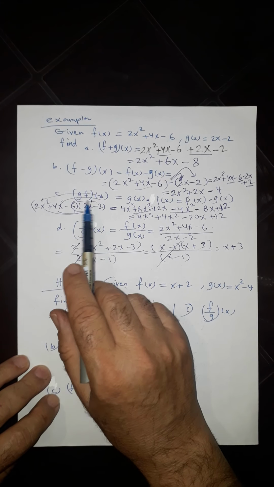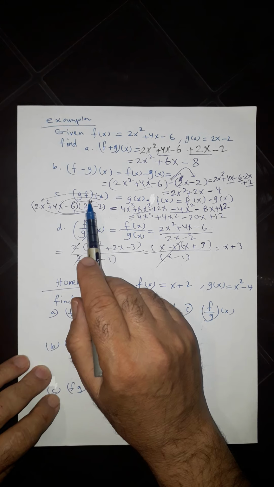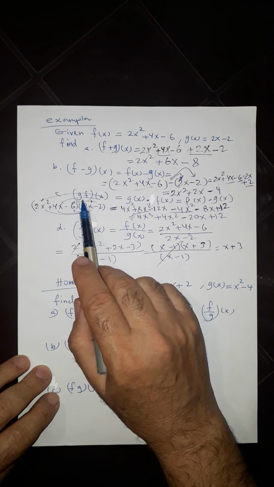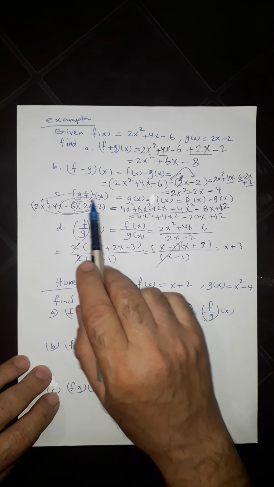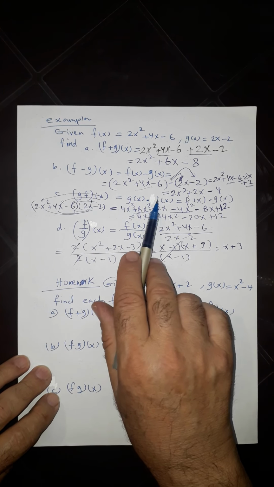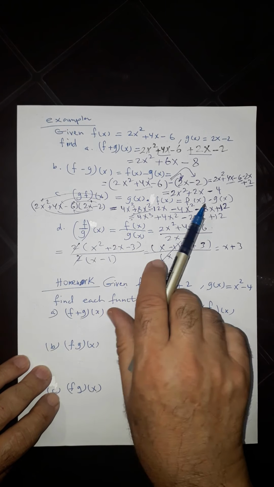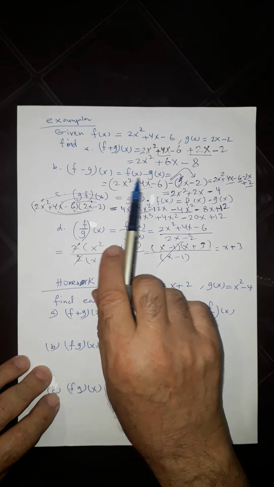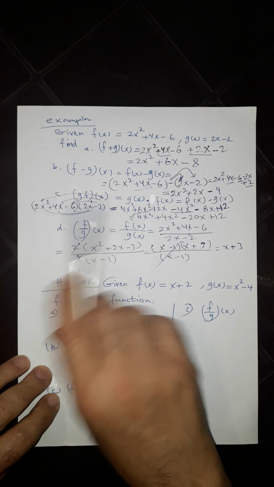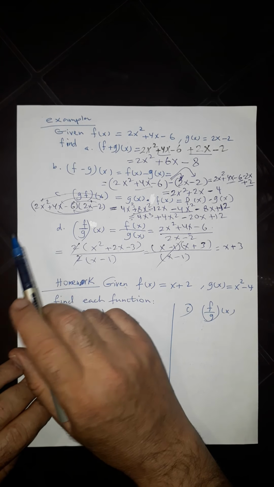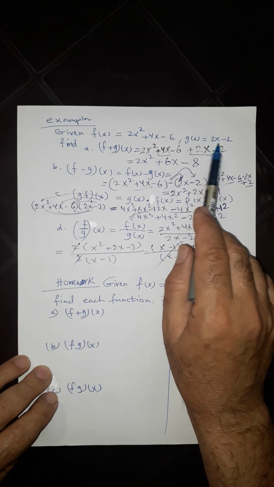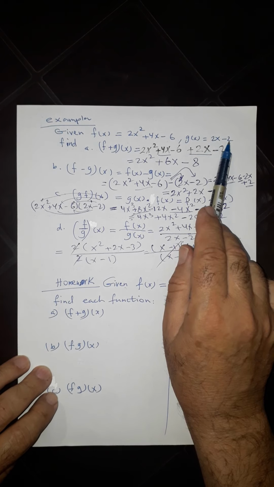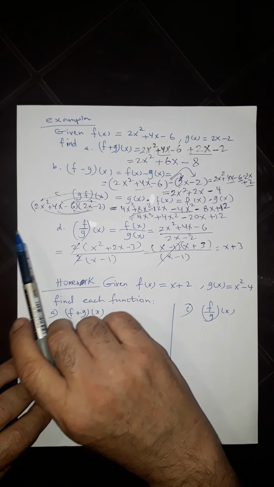What is g of f of x? This one means g of x times f of x. Okay, we need to multiply f of x times g of x, or g of x times f of x, same thing. We need to multiply 2x times all these terms, minus 2 times all these terms.